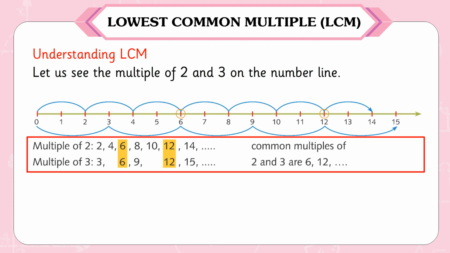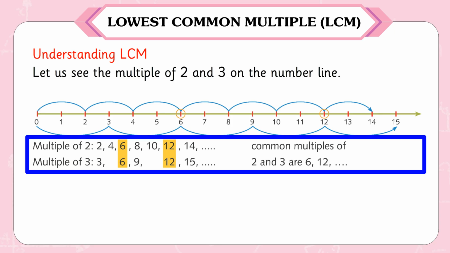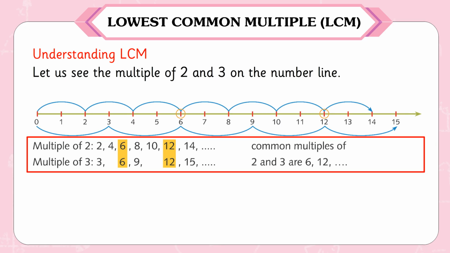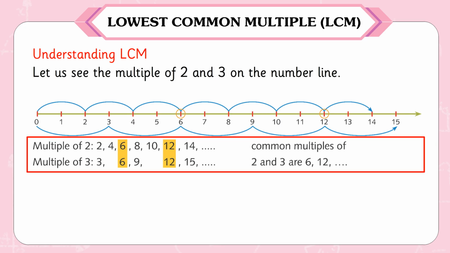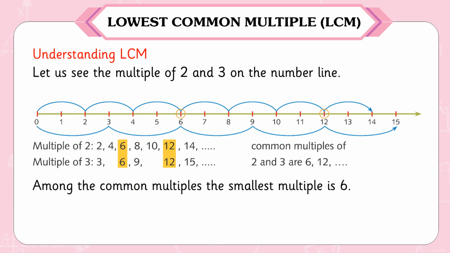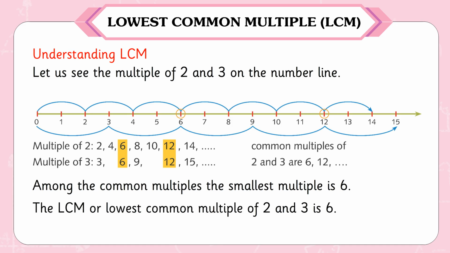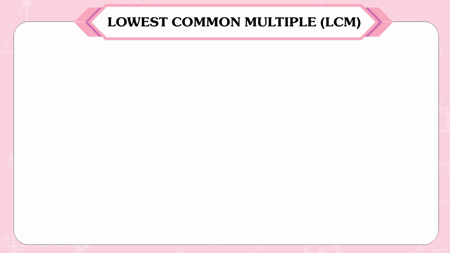Multiples of 2: 2, 4, 6, 8, 10, 12, 14 and so on. Multiples of 3: 3, 6, 9, 12, 15 and so on. Common multiples of 2 and 3 are 6, 12. Among the common multiples, the smallest multiple is 6. The LCM, or lowest common multiple, of 2 and 3 is 6.